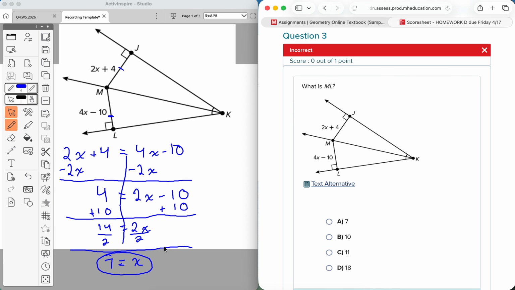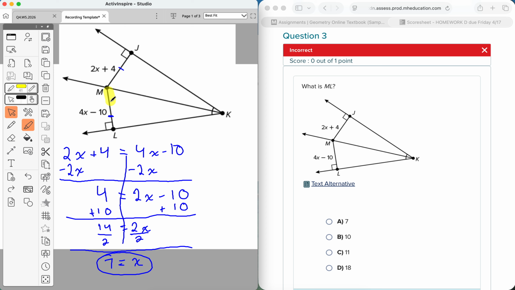A lot of people are going to be excited to be done with the algebra portion and click 7 and move on to the next problem because they're rushing. Now they'll get this wrong because it's a trap they've set. They want to know the length of ML, which is this line segment. They don't want to know the value of x, but finding the value of x was the necessary step to figuring out this length. Because now that I know that x equals 7, I have to plug it in.